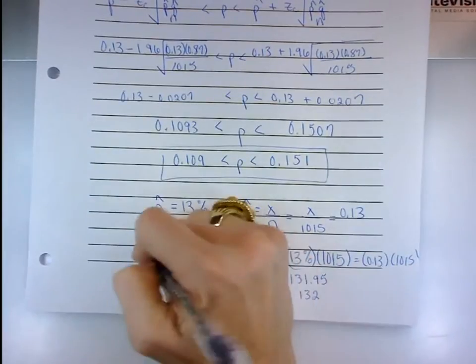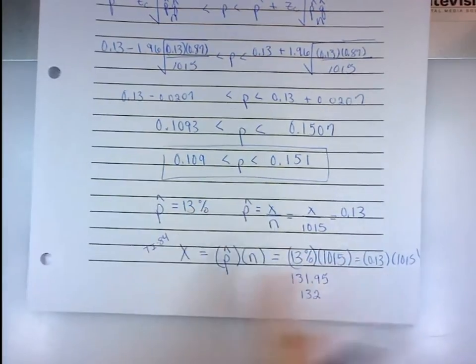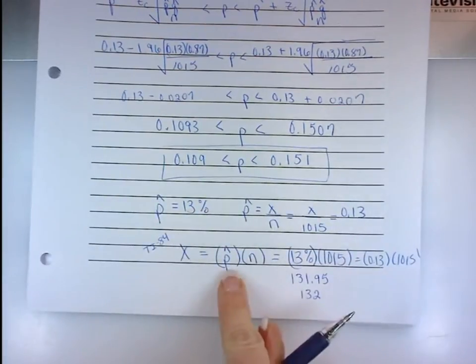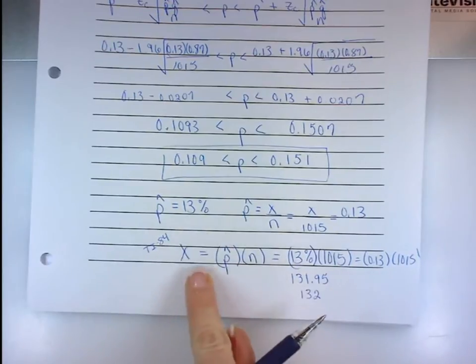This is only for the TI-84 calculator, people. Will you have to worry about this? If they give you p-hat directly, like the 13%, and they don't give you x, x is p-hat times n, and you have to put it in as a whole number, rounded accurately.